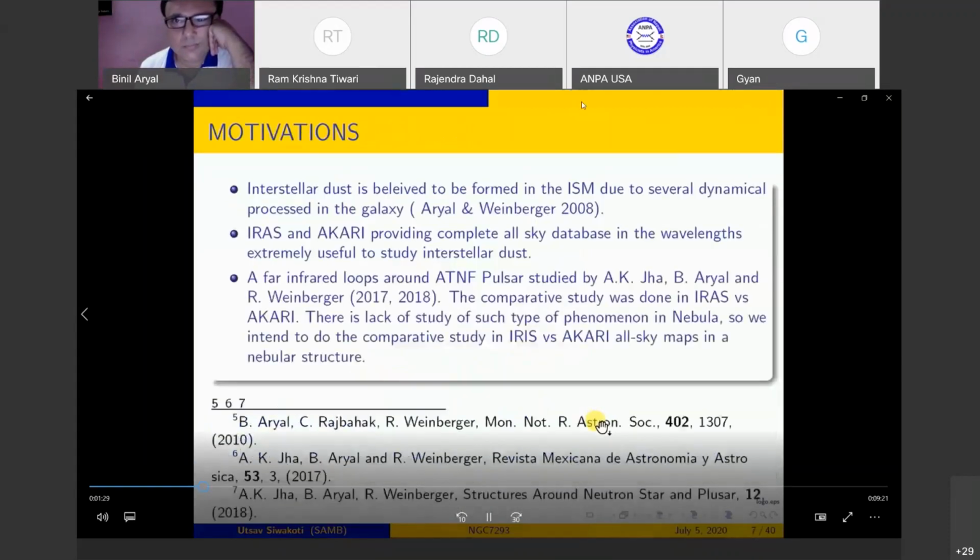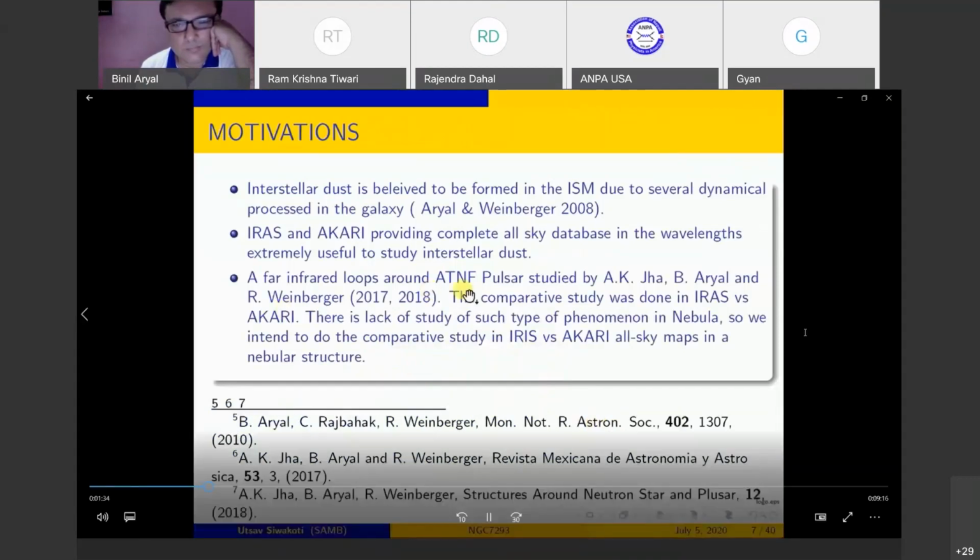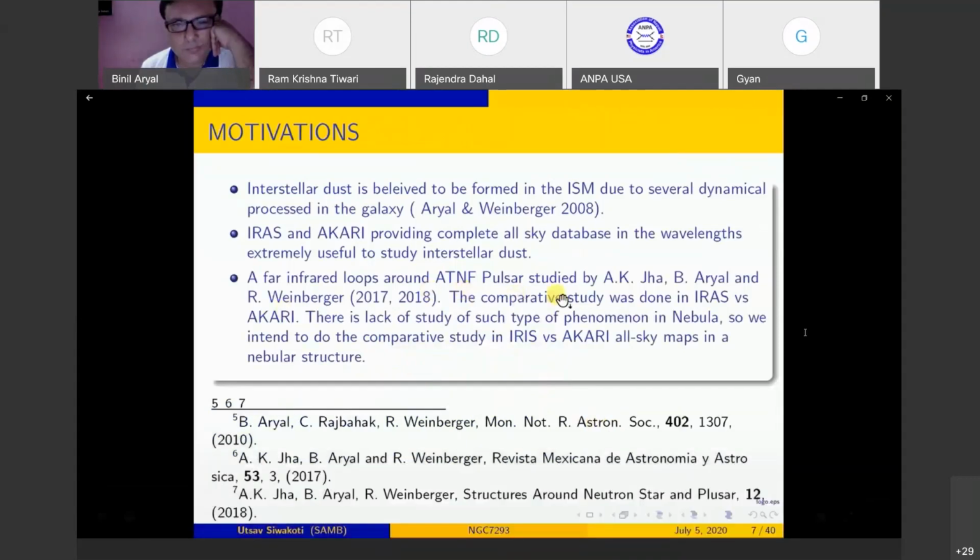These were our motivations. The most important motivation behind our study was the far infrared loops around ATNF pulsars, also studied by Geza, VRL, and R. Weinberger in 2017-18. This was drawn in the case of pulsars in a comparative manner between IRIS and Akari. We did similar kinds of studies in the case of nebula. We also intended to do a comparative study in IRIS as well as Akari. Also, IRIS and Akari provide a complete database in different wavelengths that is extremely useful to study the interstellar dust.